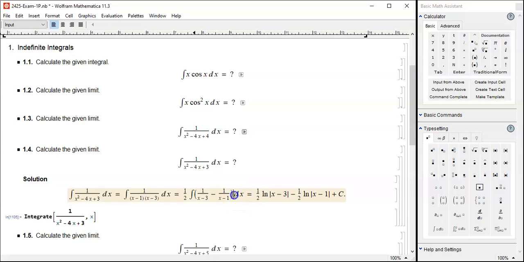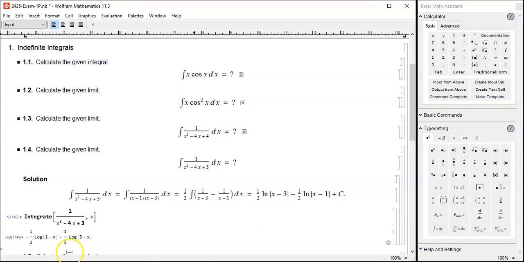Okay, once you see up to here, now that's easy. This is a log function, and that is also a log function. And there goes the antiderivative. It's okay to put these two logs together, but my default is just leaving them as they are, and that's what Mathematica does as well.